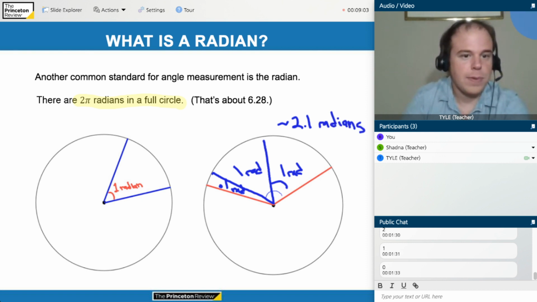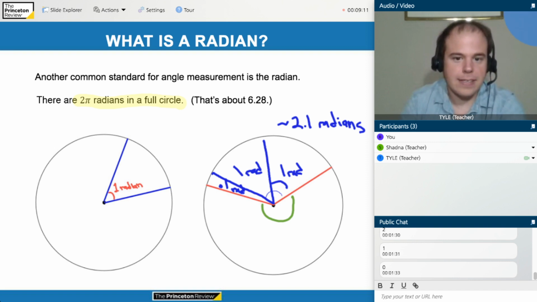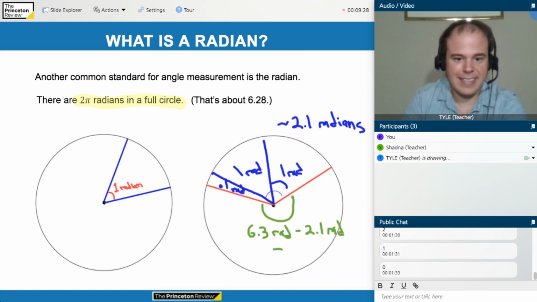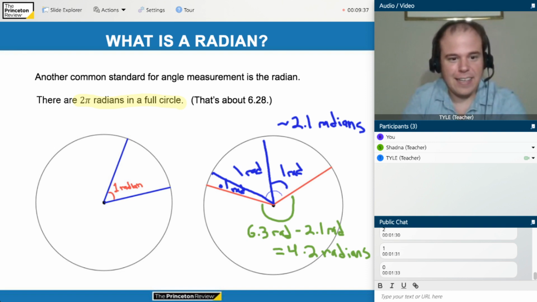Okay, so then how much would be left over for the rest of the circle? So if the top arc is about 2.1 radians, then how much is left over for the bottom? Well, if the full circle is about 6.3 radians, then the bottom down here is about 6.3 radians minus the 2.1 radians that we saw up top, or a bit over 4 radians. Okay? So that's the basic idea of degrees and radians.